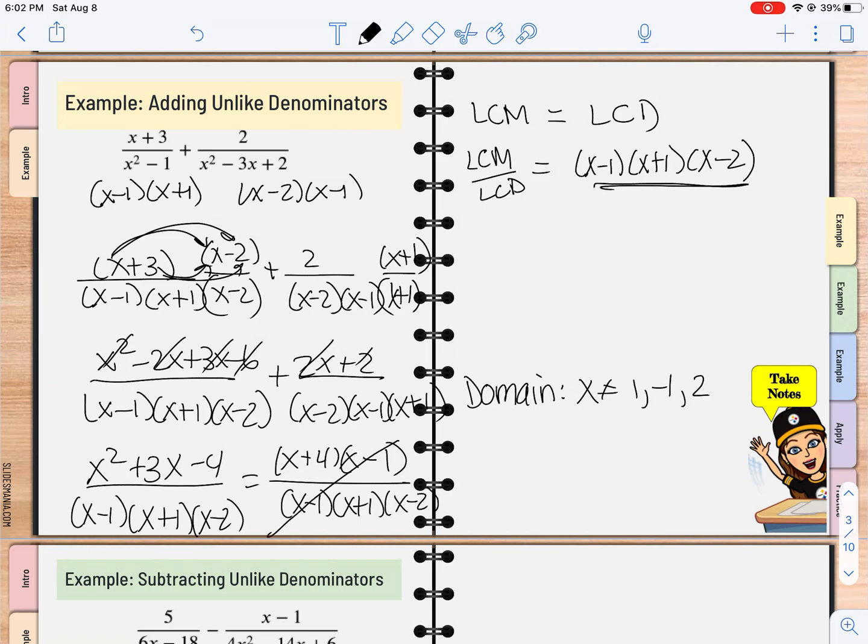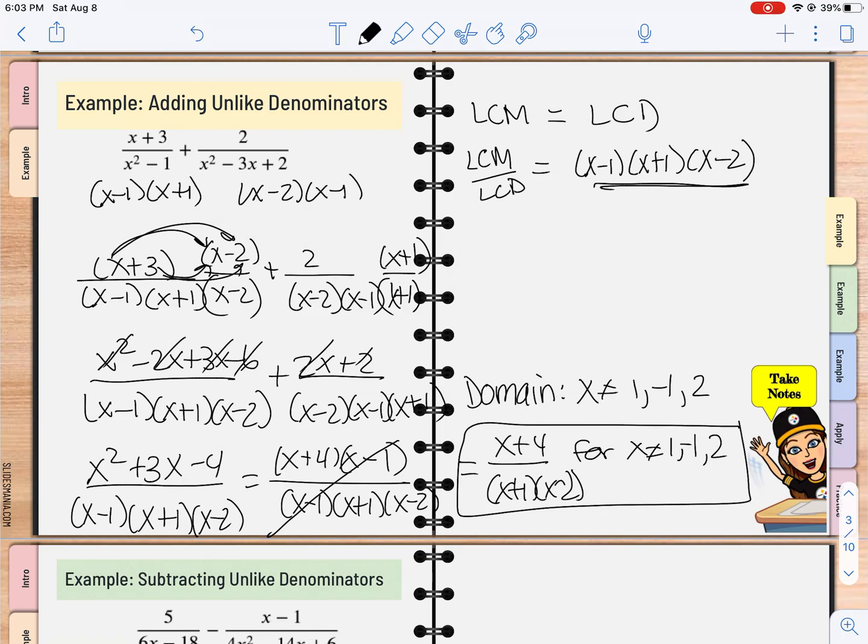And it looks like I can. It looks like that x minus 1 over x minus 1 are common factors there that I can reduce. That leaves me x plus 4 over x plus 1, x minus 2. And I can say for my domain, x cannot equal 1, negative 1, or 2. So there'd be my final reduced answer.